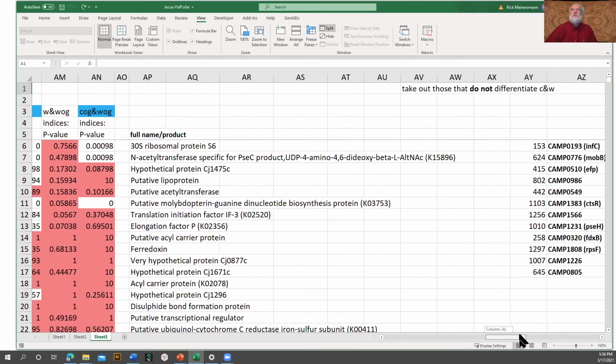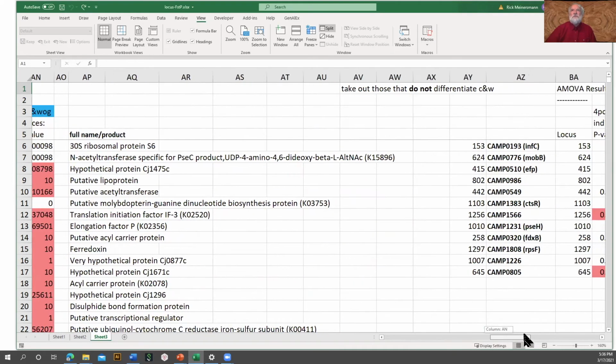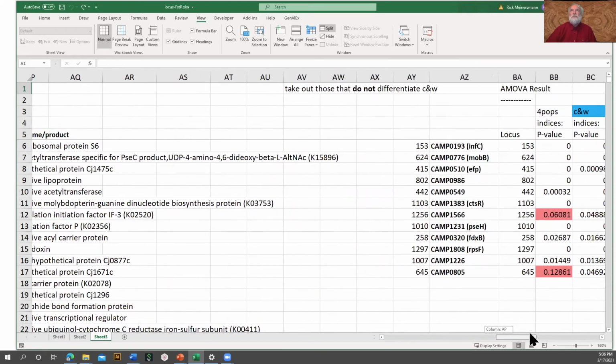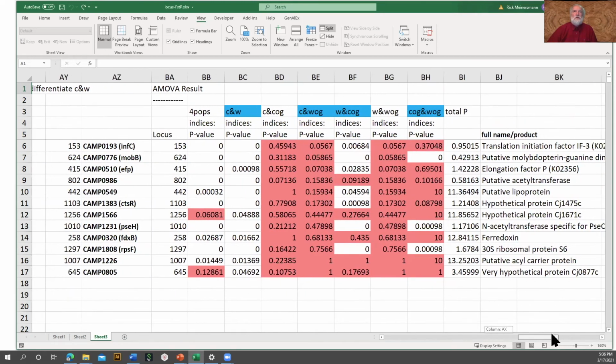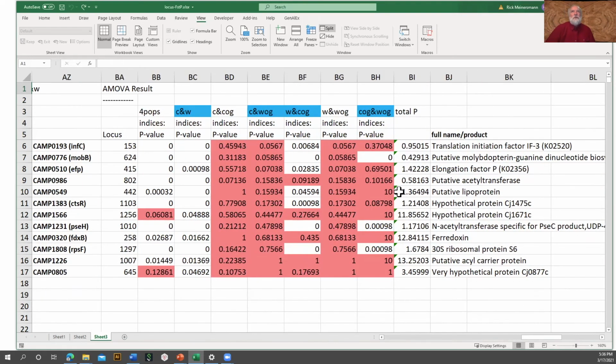After that, I took out those that do not differentiate the chicken and the water, and that leaves this much smaller table. At this point, if we wanted to keep going, we would take out all of the ones that do not differentiate the cog and the wog and the water and the cog. The ones that are important at this point are only these three: this one, this one, and this one. These are the only three that are left that differentiate the chicken from the water isolates.